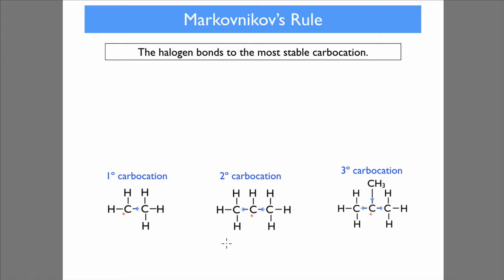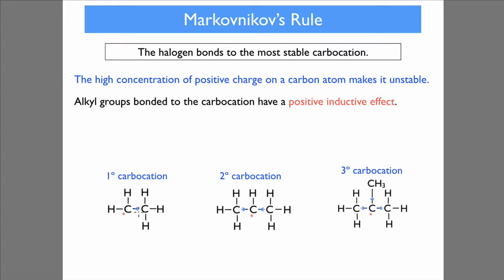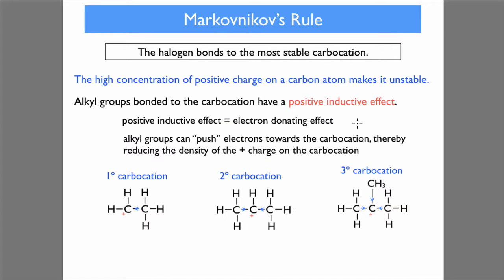The halogen bonds to the most stable carbocation. The high concentration of positive charge on the carbon atoms makes them unstable. Okay, the alkyl groups bonded to the carbocations have a positive inductive effect, and a positive inductive effect is just an electron donating effect. So the alkyl groups push electrons towards the carbocation, thereby reducing the density of the positive charge on the carbocation, making it more stable.